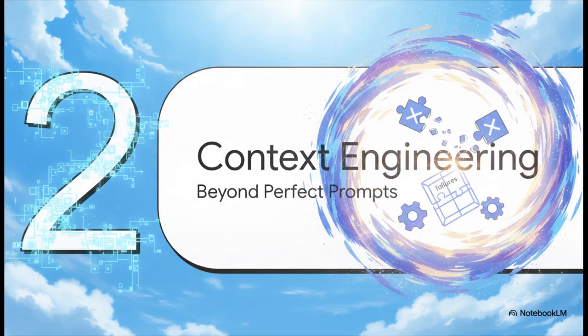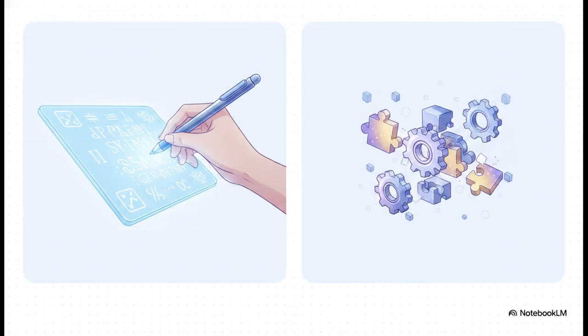Section 2. What is context engineering? Moving beyond the perfect prompt. Okay, so the crucial thing here is distinguishing between 2 very different concepts. Prompt engineering isn't dead. It's still super useful for figuring out how you word a request or structure your instructions and constraints. But context engineering is an entirely different beast. It's the dynamic assembly of absolutely everything the model sees at runtime.